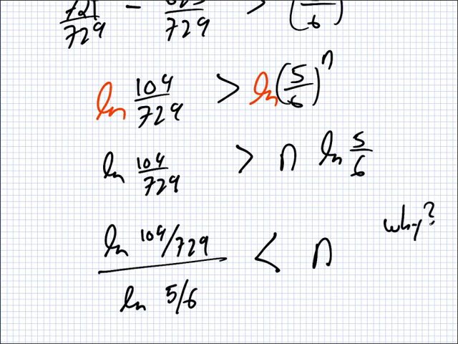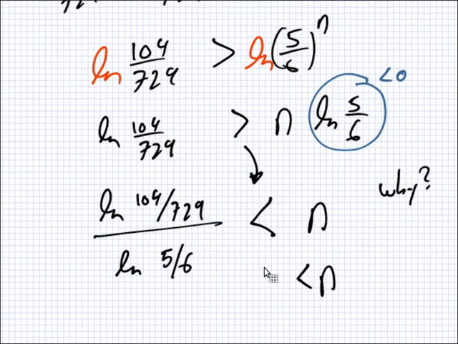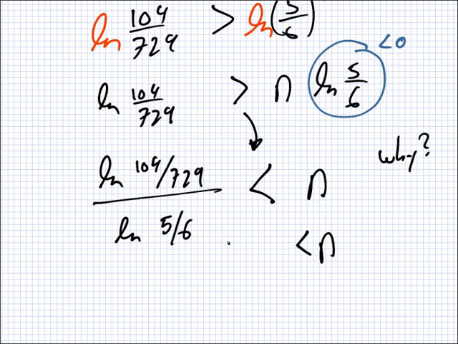Why did I change that? Why did I switch it? Because ln 5 over 6 is negative, so the inequality flips. So what's this on the left? About 10 point something. So n is 11, because n is natural.